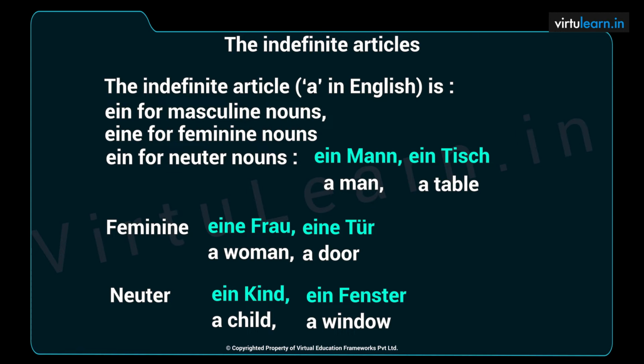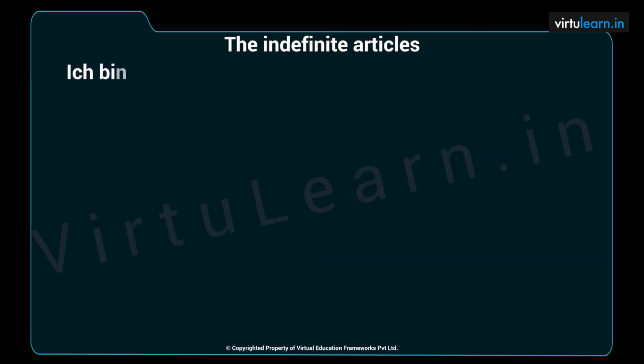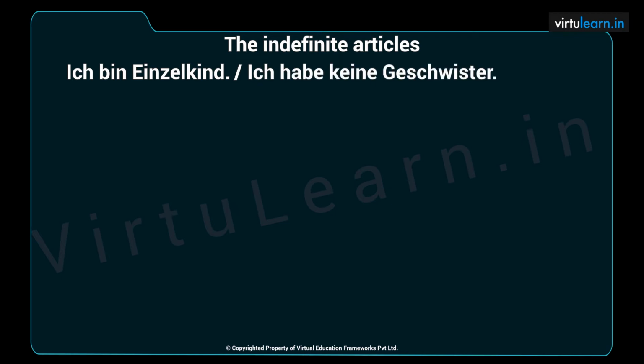So let us build up a few sentences using the vocabulary you have learned till now. Repeat the sentence after me. Ich bin Einzelkind. Or you can also say, ich habe keine Geschwister.